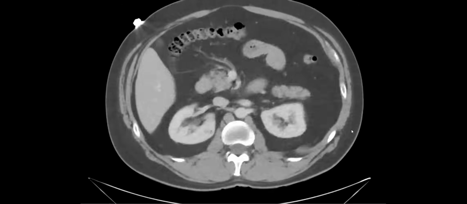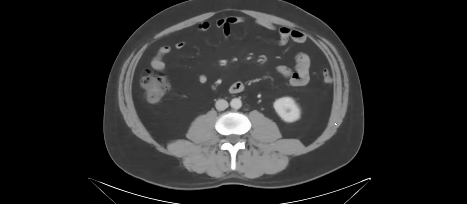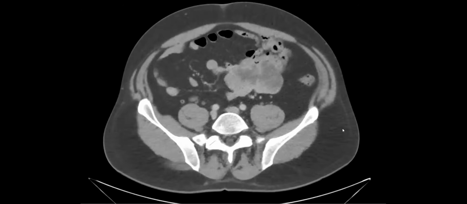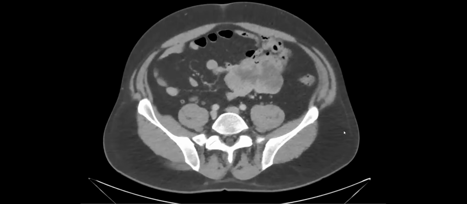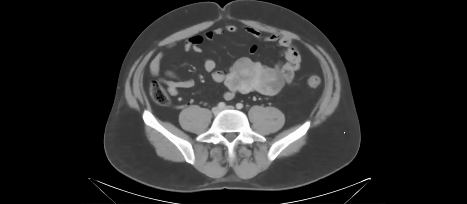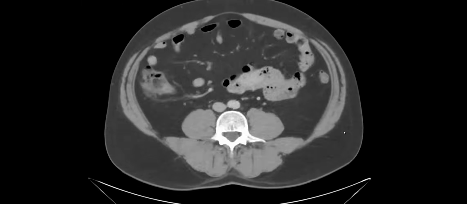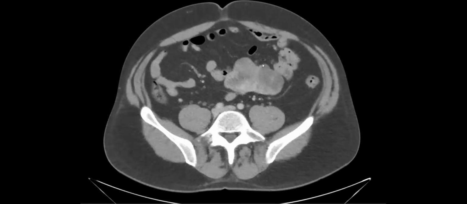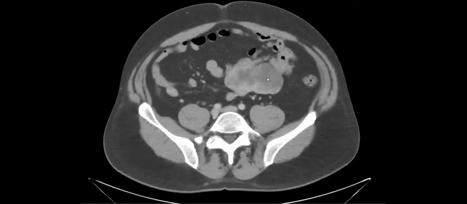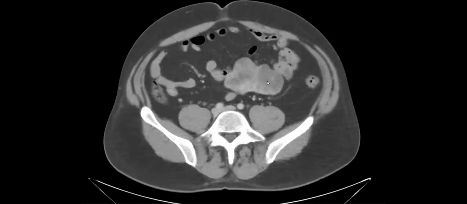Okay, this person had abdominal pain. Is it GIST? Is it coming off the bowel, GIST? So you're talking about this mass here, right? Yeah. So yeah, a very heterogeneous mass coming off the bowel.